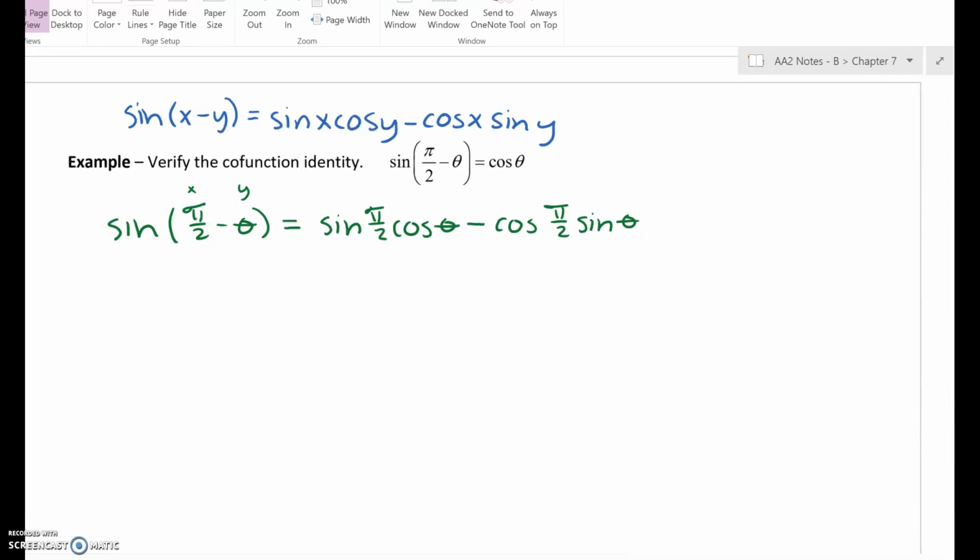Now we're going to keep working. The sine of pi over 2 on our unit circle is 1. So you have 1 times the cosine of theta minus the cosine of pi over 2, which is just 0, times the sine of theta, which gives you cosine of theta. So we have verified now that cofunction works, and all the other ones are going to work similarly to that one. So you could do all of the cofunctions and verify using the unit circle and the identities.